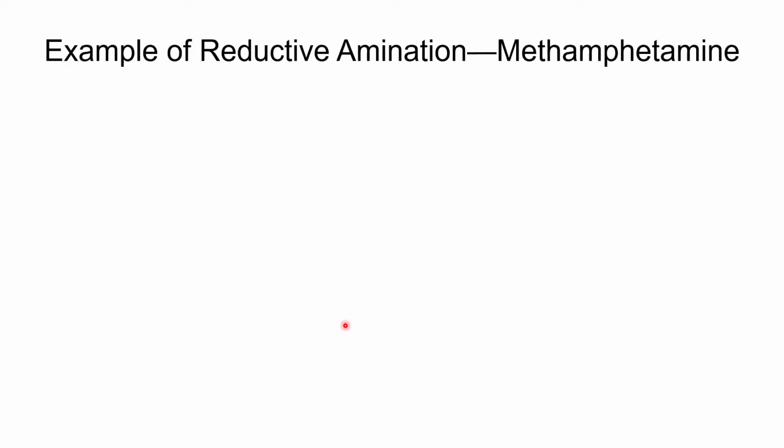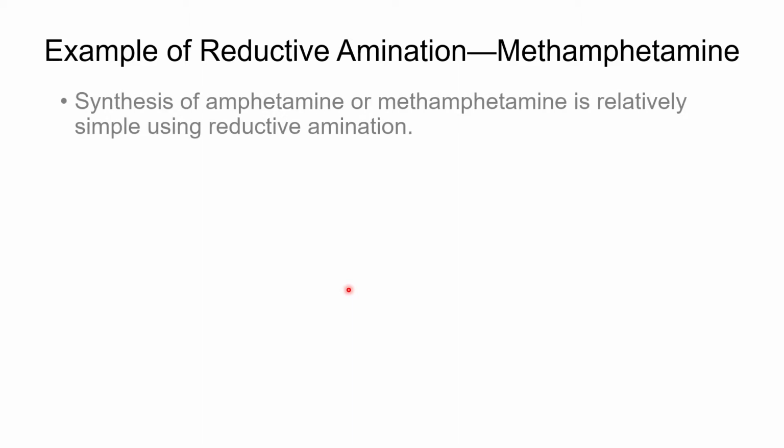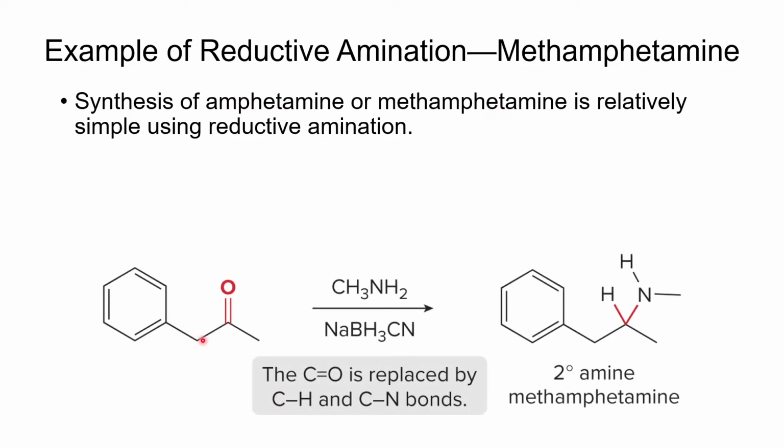Here is an example of using reductive amination using the sodium cyanoborohydride. You can take amphetamine or methamphetamine. You can make those using the reductive amination. So this is the phenylacetone that I talked about a little bit earlier, and you can treat that with this primary amine and sodium cyanoborohydride, and you can get the secondary amine, which is methamphetamine.